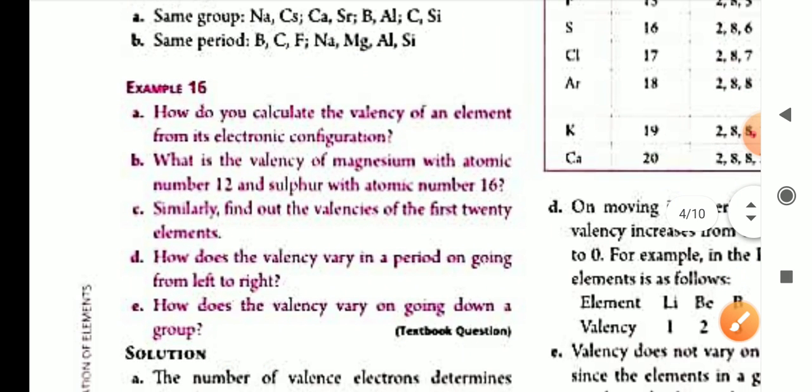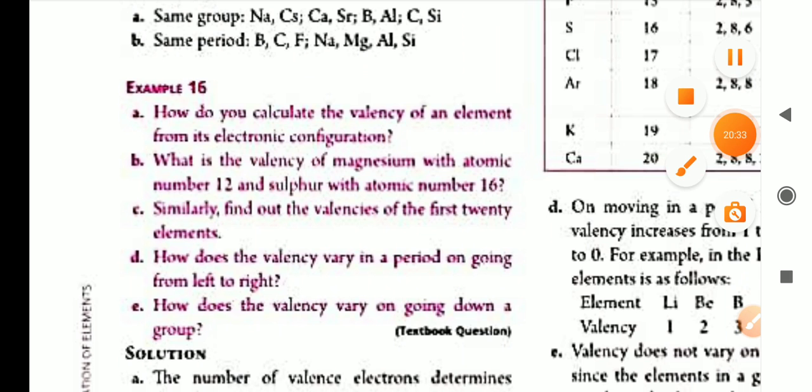How do you calculate the valency of an element from its electronic configuration? The outermost shell content, how many electrons, that will be its valency, or you subtract the valence electrons from eight. What is the valency of magnesium with atomic number 12? Sulfur having 2,8,6, that means valency 2. You will calculate the valency of the first 20 elements.